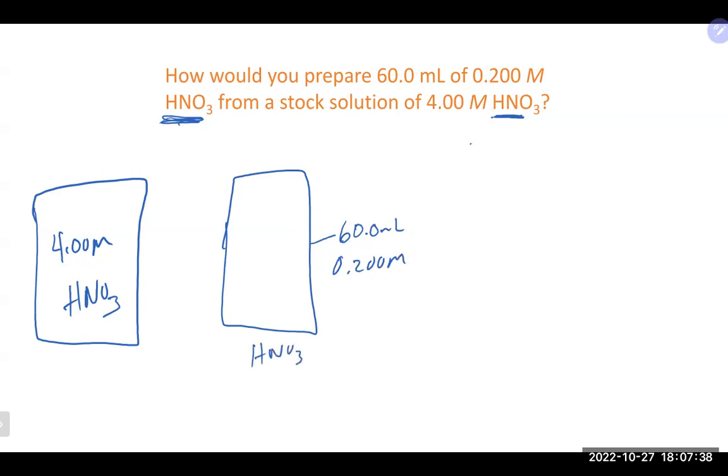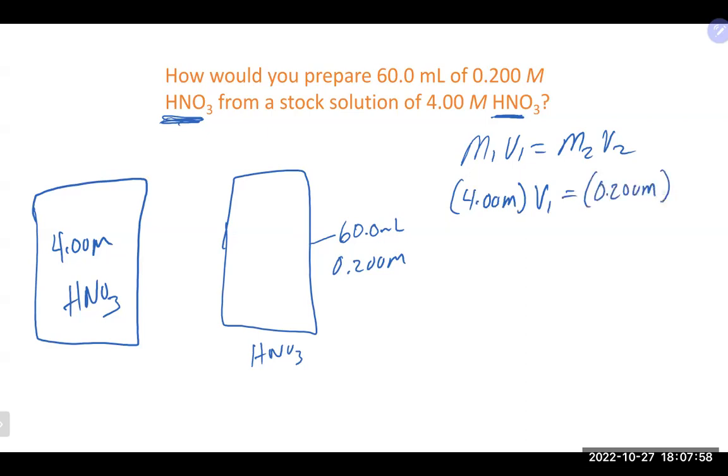So we could definitely use our dilution equation here. M1V1 is equal to M2V2. In this case, M1 is typically the more concentrated. It doesn't really matter as long as you keep the numbers together. So we'll go with that. So that is 4 molar. V1 we don't have. M2 is what we're trying to make, which is 0.2 molar. And here our V2 would be 60 milliliters.